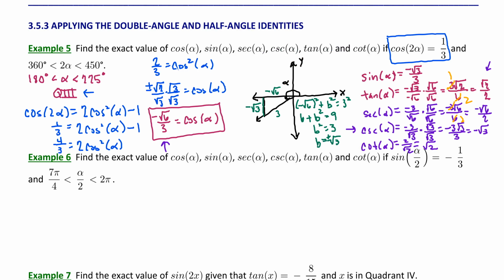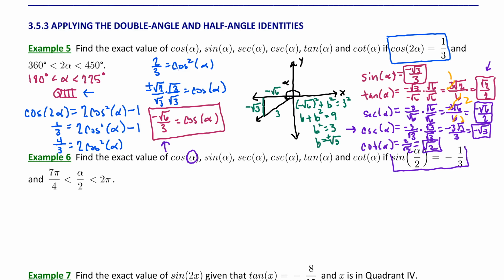While we began that problem with an identity, we were able to evaluate the other 6 trig functions using an efficient diagram and the relationships that we learned in Chapter 1. Let's try a similar question, example 6, this time using a half-angle identity. Find the exact value of the 6 trigonometric functions at alpha if sine of alpha over 2 is equal to -1/3. So this time we have a half angle in the sine function.